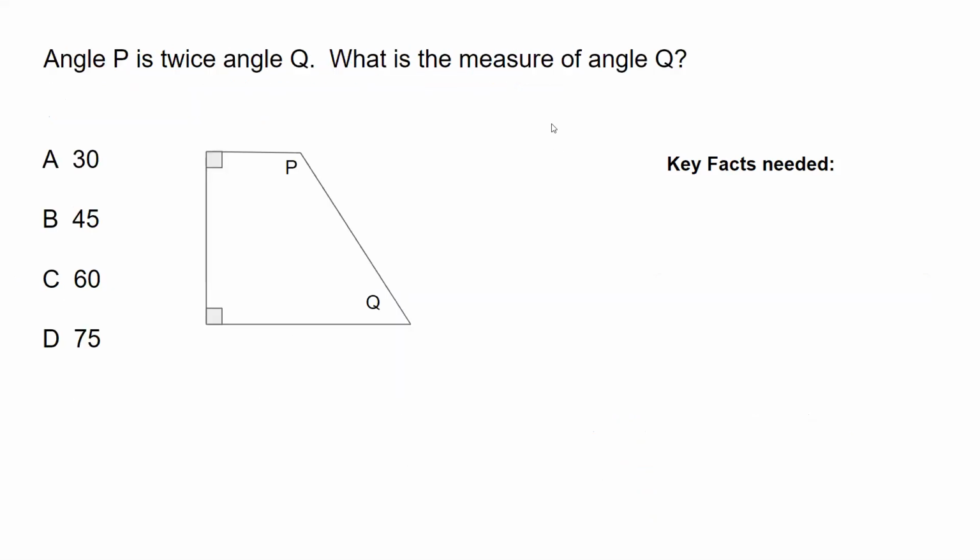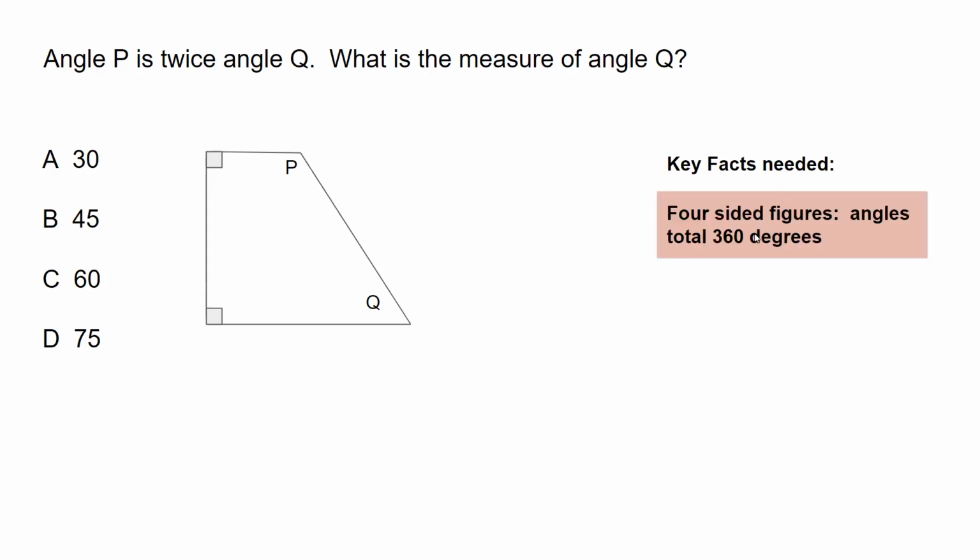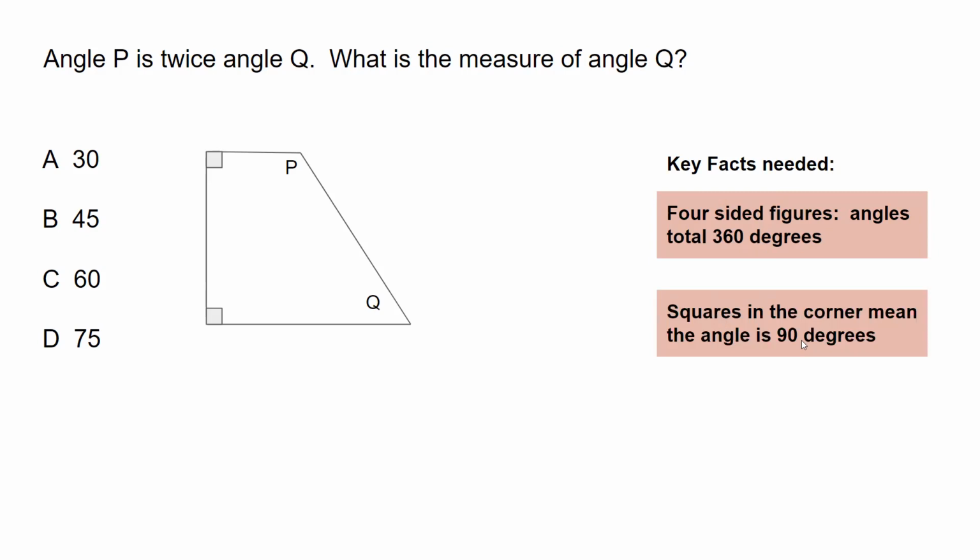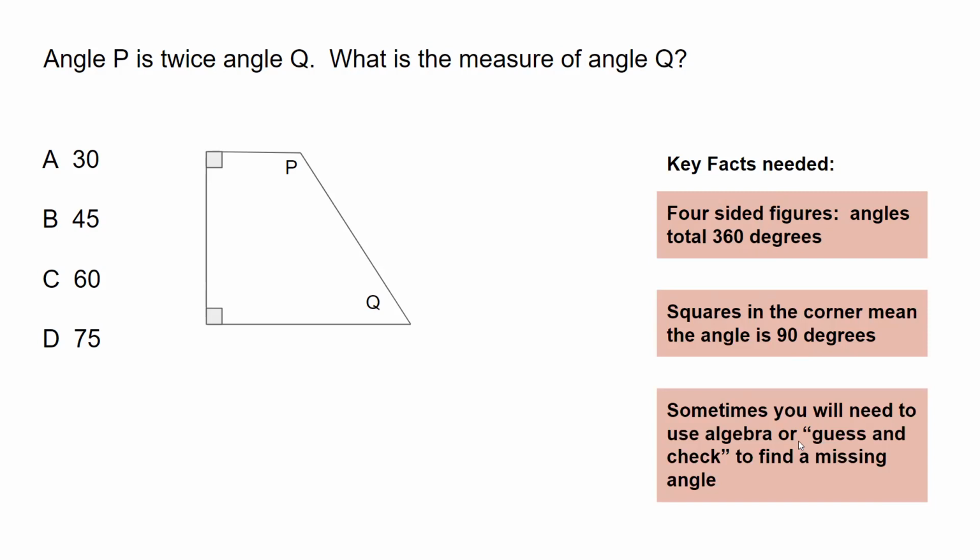Last problem. This problem requires a little bit of algebra. So we're told that angle P is twice angle Q. It's twice as big as angle Q. What is the measure of angle Q? So what do we need to use? We have a 4-sided figure, so we want to keep in mind that the angles will total 360 degrees. The squares in the corner mean those angles are 90 degrees. And finally, that we will need to use some algebra or perhaps guess and check to find the missing angle.